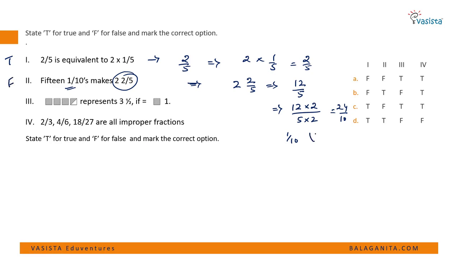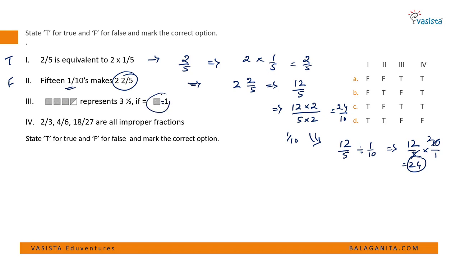Or otherwise you can do it one more way. 12 by 5 divided by 1 by 10. Now fraction division, that is 12 by 5 into 10 by 1 will become 5 1s are 5, 2s are, which becomes 24. So that's what 24 1 by 10 makes 2 by 5. So it is false.